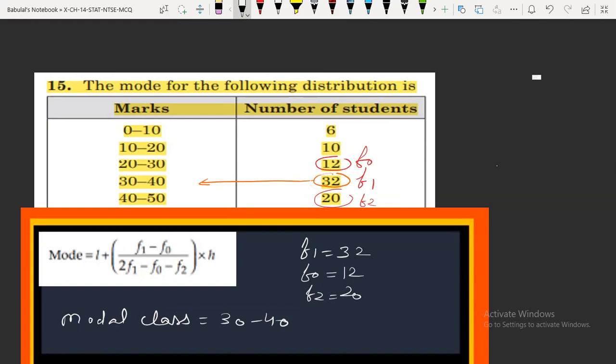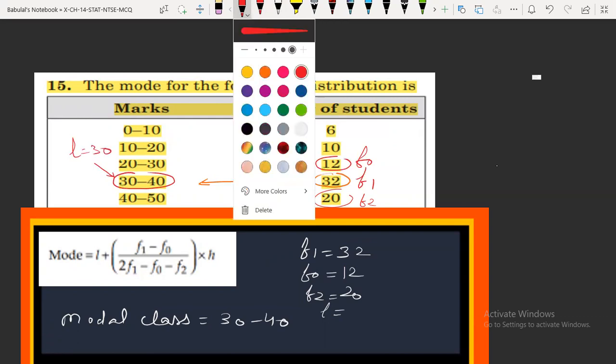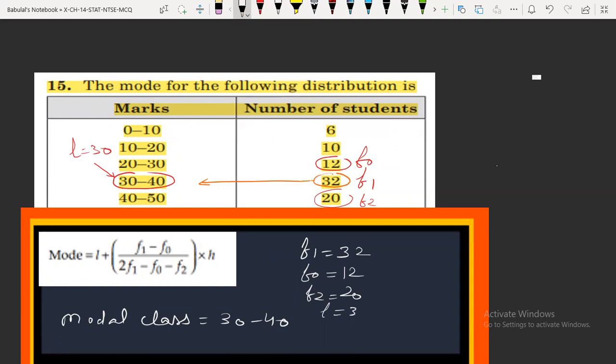Okay. And what is L? L is the lower limit of the modal class. Here the modal class is 30 to 40. Its lower limit is 30. So what is the value of L? That is 30. So we can write here 30.